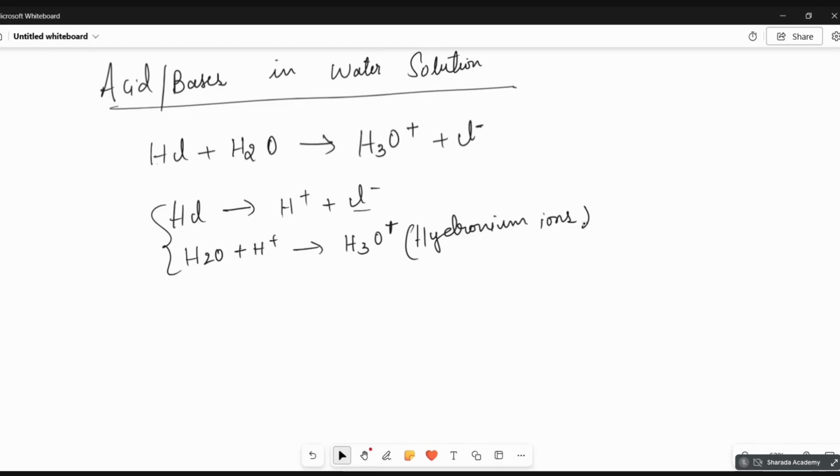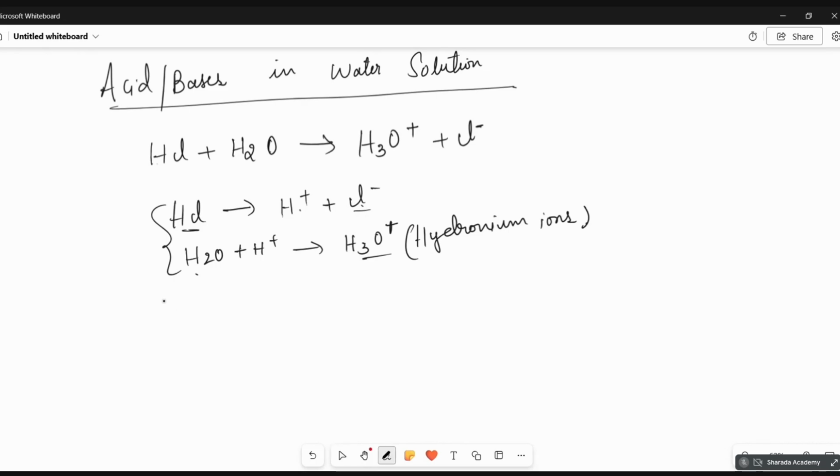Understood? So when you combine acid with the water, what happens? First HCl will split into H plus and Cl minus. This H plus ion combines with the water and forms hydronium ions, plus the Cl minus ions will be there. That's what happens.